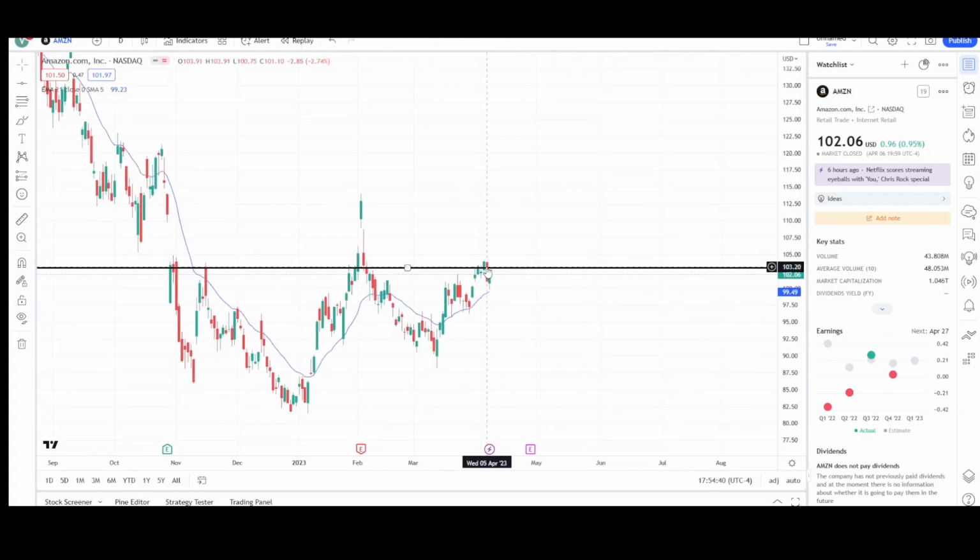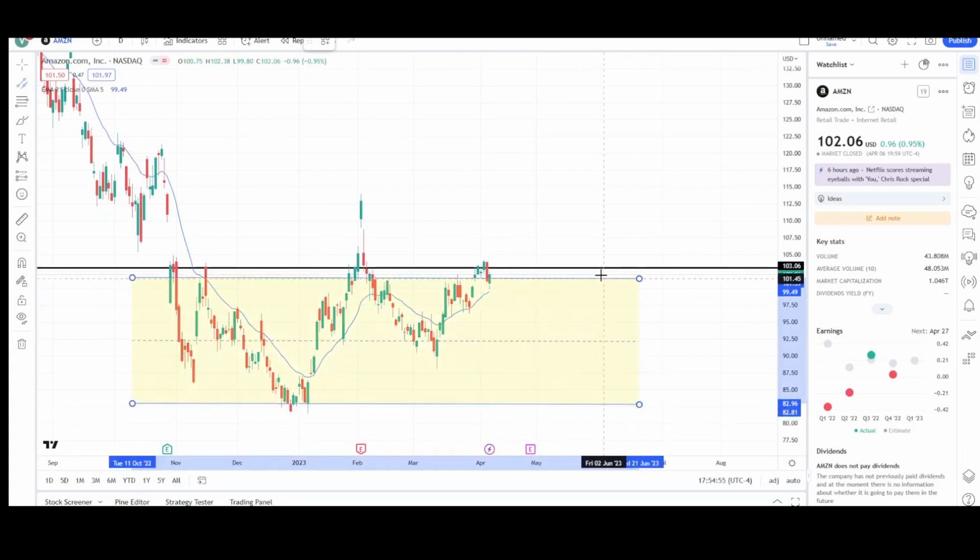But just because we're back there, does that mean it's going to send prices lower? It could, but right now it looks like we can probably see a breakout towards the upside, and let's go over that reason. So the first reason is prices look to be inside of a ranging pattern.